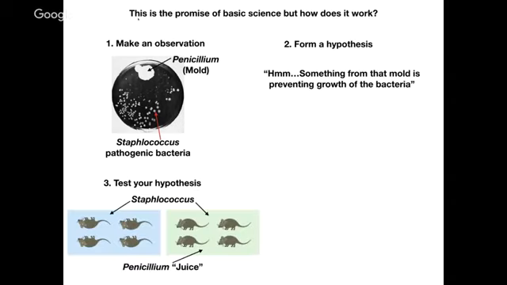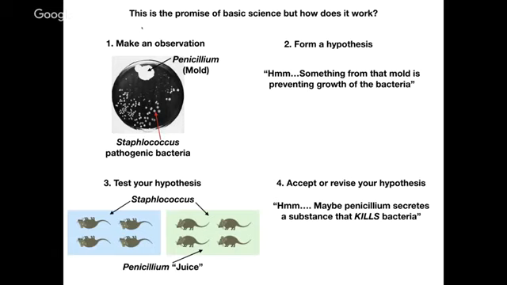But he split his groups of mice into two, and he gave half of them this juice from the penicillium mold, and found that those mice injected with both the Staphylococcus bacteria along with the penicillium juice lived, whereas the ones that just received the bacteria died. So then what you do is you accept your hypothesis or revise it based on the results from your experiment. In this case, he was on the right track, that something from that mold was preventing growth of bacteria. But he revised it to think that perhaps whatever this mold is secreting is actually killing the bacteria. And this was the nascent discovery of antibiotics and the discovery of penicillin, which we still use today.